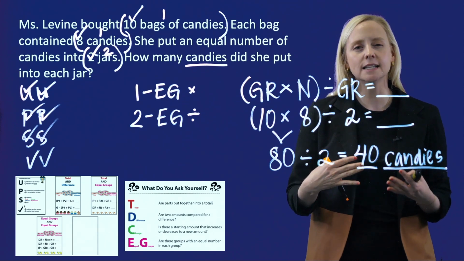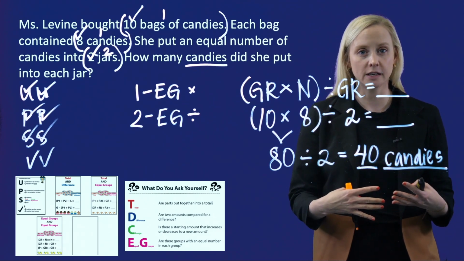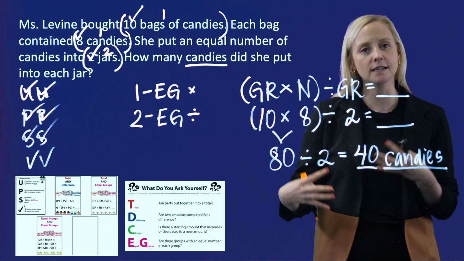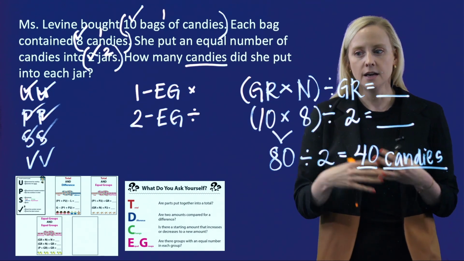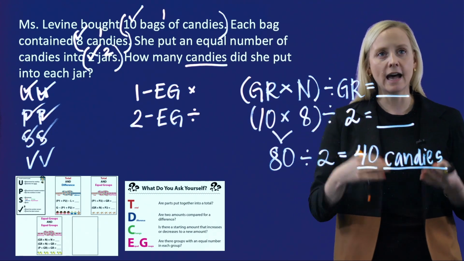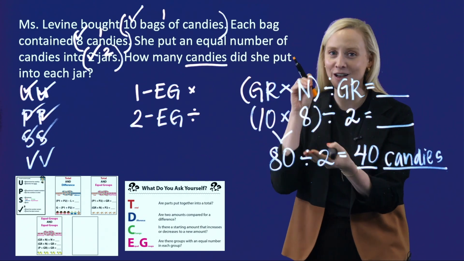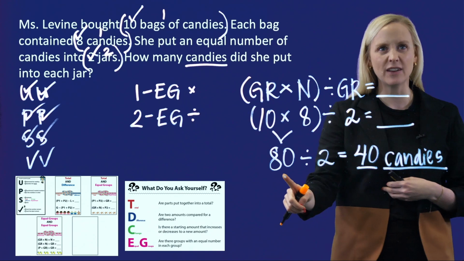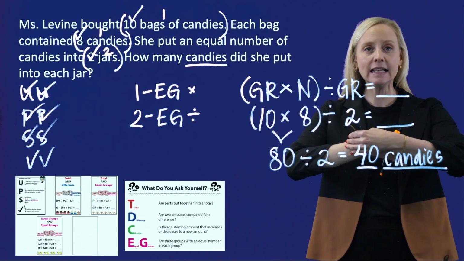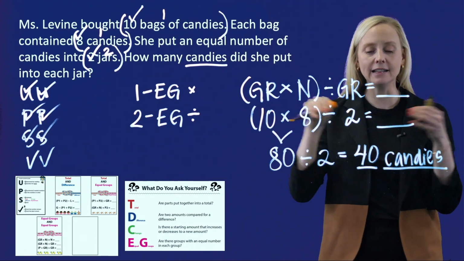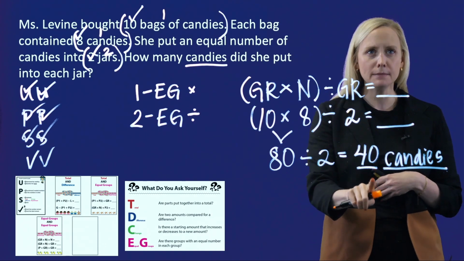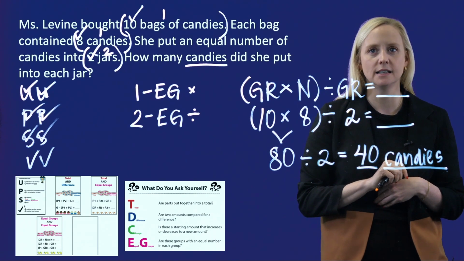Now the very last thing we need to do is check for reasonableness. Does my number answer make sense, and does my label answer make sense? So let's take a look. First, we have 10 bags of candies and 8 candies in each bag. It makes sense that I would have 80 candies. Now if I have 80 candies and I'm sharing or dividing them equally into 2 jars, it makes sense that I would have 40 candies in each jar.